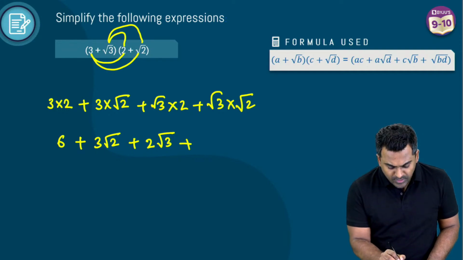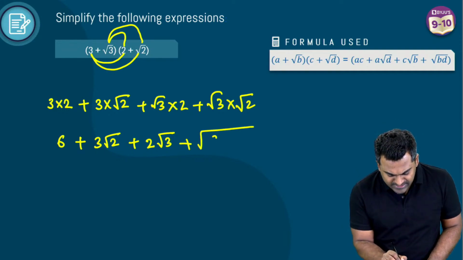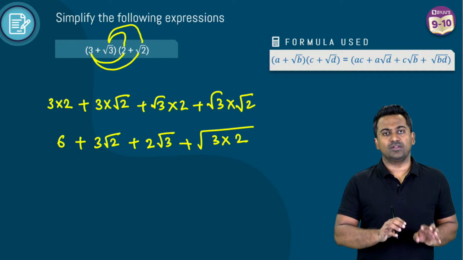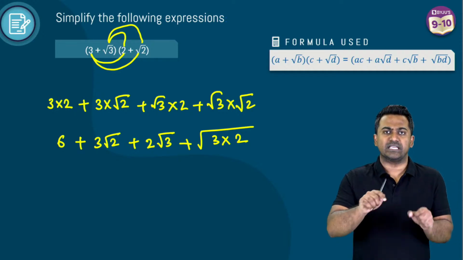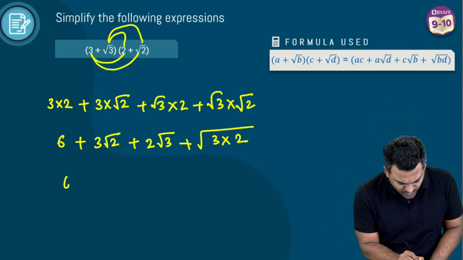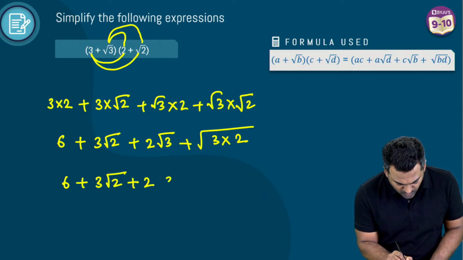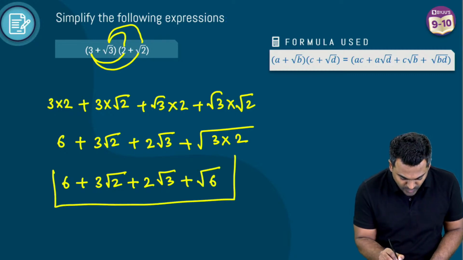Plus root 3 multiplied with root 2, you can put it in a single root saying this is 3 times 2, put it under one single root. And now simplify this. This is going to be 6 plus 3 root 2 plus 2 root 3 plus root 6. And that's it. This is going to be the answer.